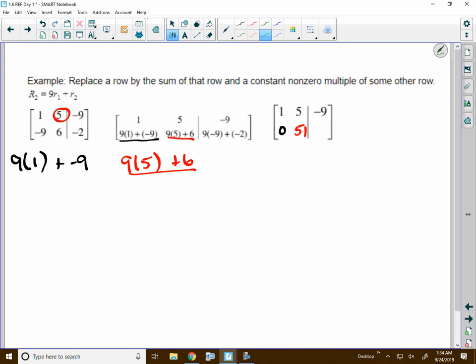Okay, and then that last one, okay, -9. So it's -9, I'm sorry, +9. +9 times my entry there, -9, plus, what am I going to add to it? -2, because that's what's directly below my -9. So we get -81 minus 2, -83. My brain's a little rusty after this.